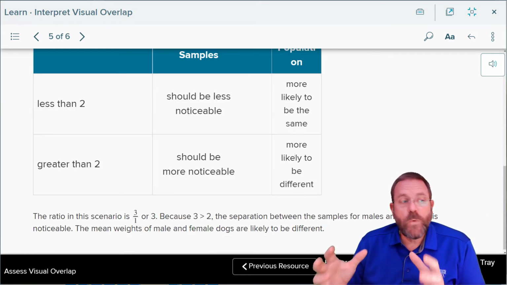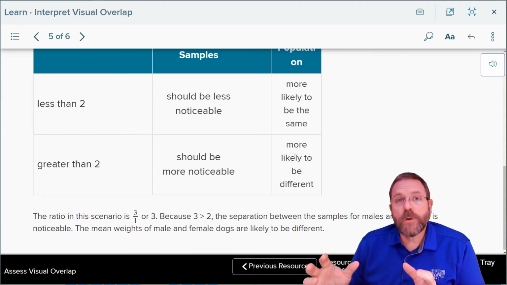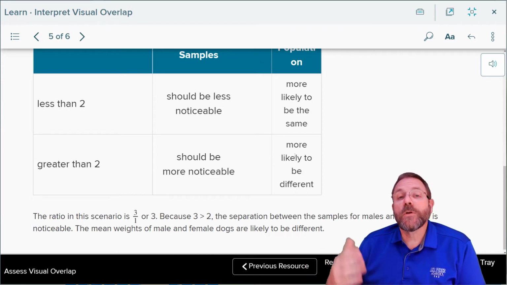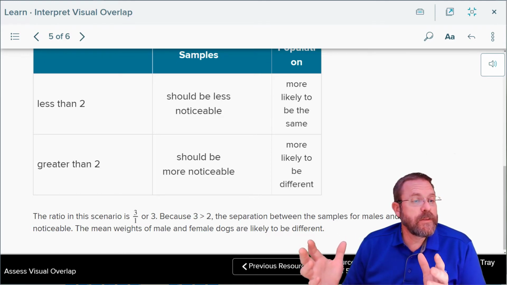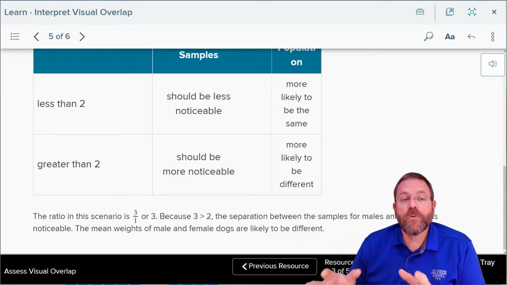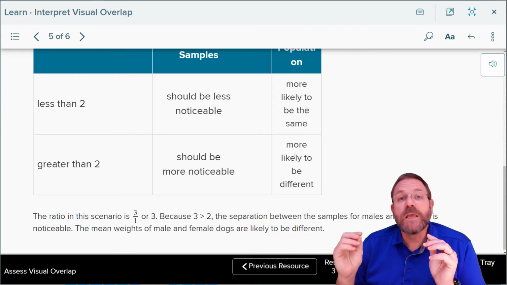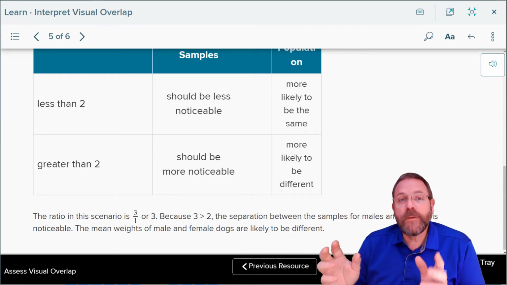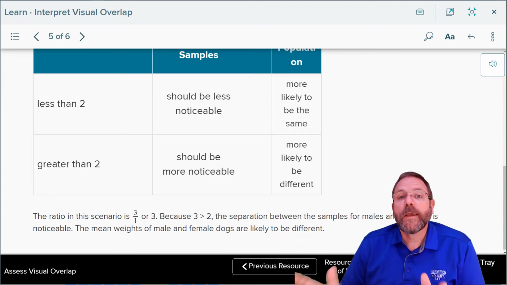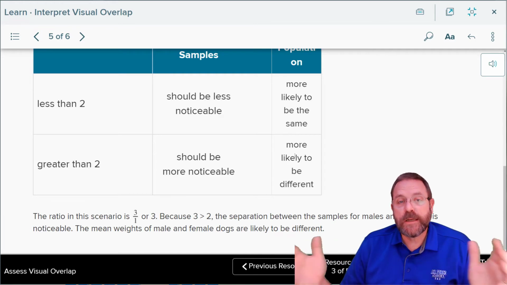In the ratio we have, where we have a 3-to-1 ratio, 3 is a number that is greater than 2, and because it's greater than 2, we can say that the separation between the samples for males and females is noticeable. The mean weight of the male dogs and the female dogs is likely to be different. Even though there's overlap, it's likely that their weights are going to be different.